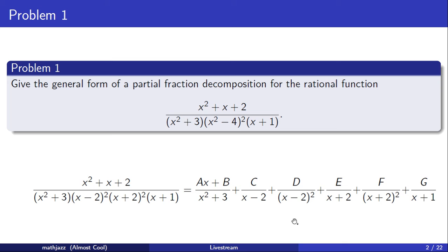If we had had triple roots, that is, (x minus a) to the third, we would have to have, in the general form, a constant over the first power, a constant over the second power, and a constant over the third. In general, whatever the power is, you're going to have to represent every natural number power up to and including the power that shows up in the factorization of the denominator. So, this is the answer, and we will move on.